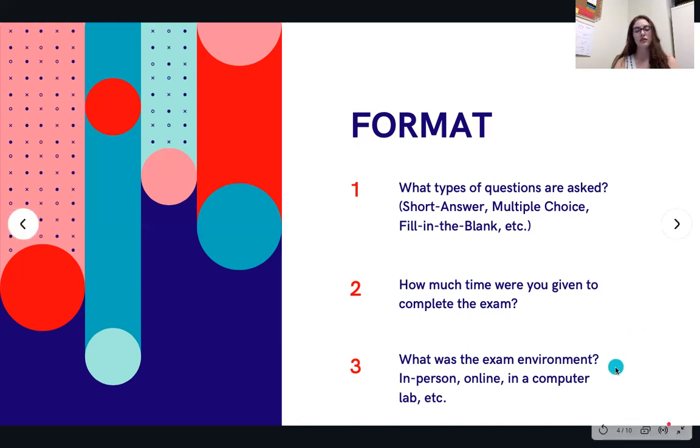Last, you're going to want to think about what the exam environment looks like. So, if it was in person, was it a large lecture hall, a computer lab? Were there a lot of distractions? If it was online, was it a hard to navigate website? Were there a lot of logins and information that you need to have beforehand? Preparing and studying in the similar type of environment will help you be more comfortable and reduce test anxiety when it comes time to take your test in real life.